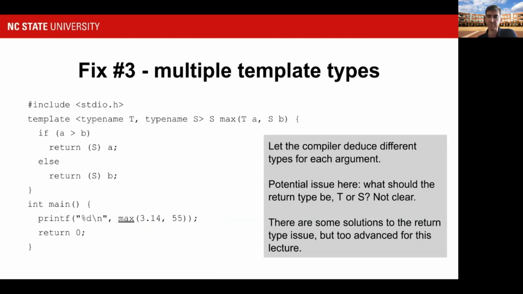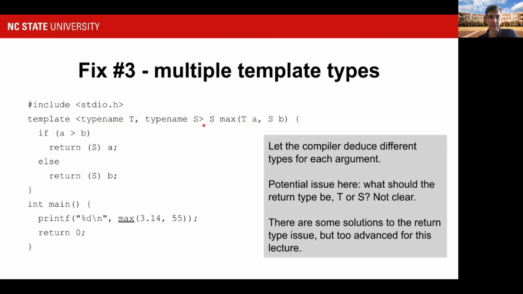Now, there's another set of options we could go down and explore, and that is we could actually have multiple template arguments. I could make my template more configurable for the compiler. I could say that it takes in two types, a type named T and a type named S, and that one of the arguments is type T and one of the arguments is type S. And this could help, and this could work.